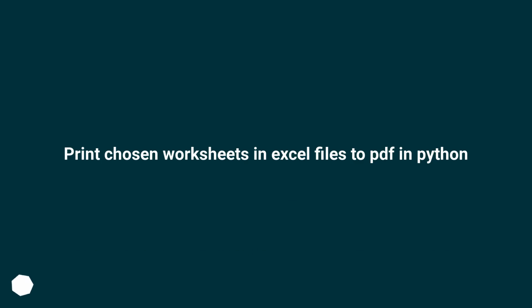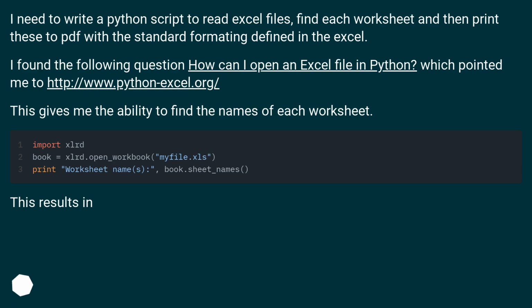Print chosen worksheets in Excel files to PDF in Python. I need to write a Python script to read Excel files, find each worksheet and then print these to PDF with the standard formatting defined in the Excel.